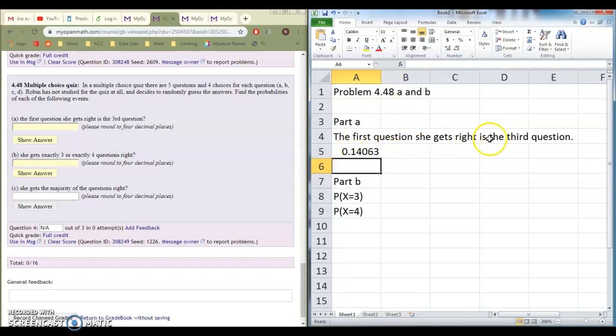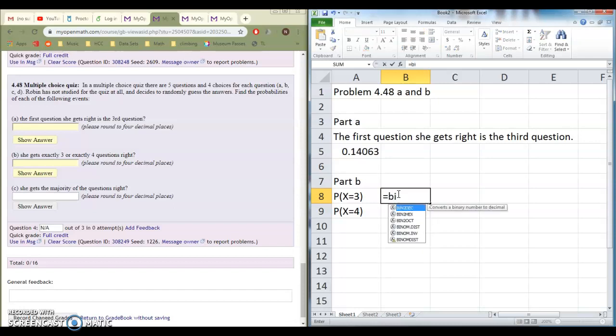So the first question she gets right being the third question is going to be about a 14% chance of that happening. Okay, that's it. If we want to look at part B, she gets exactly 3 or 4 questions right.